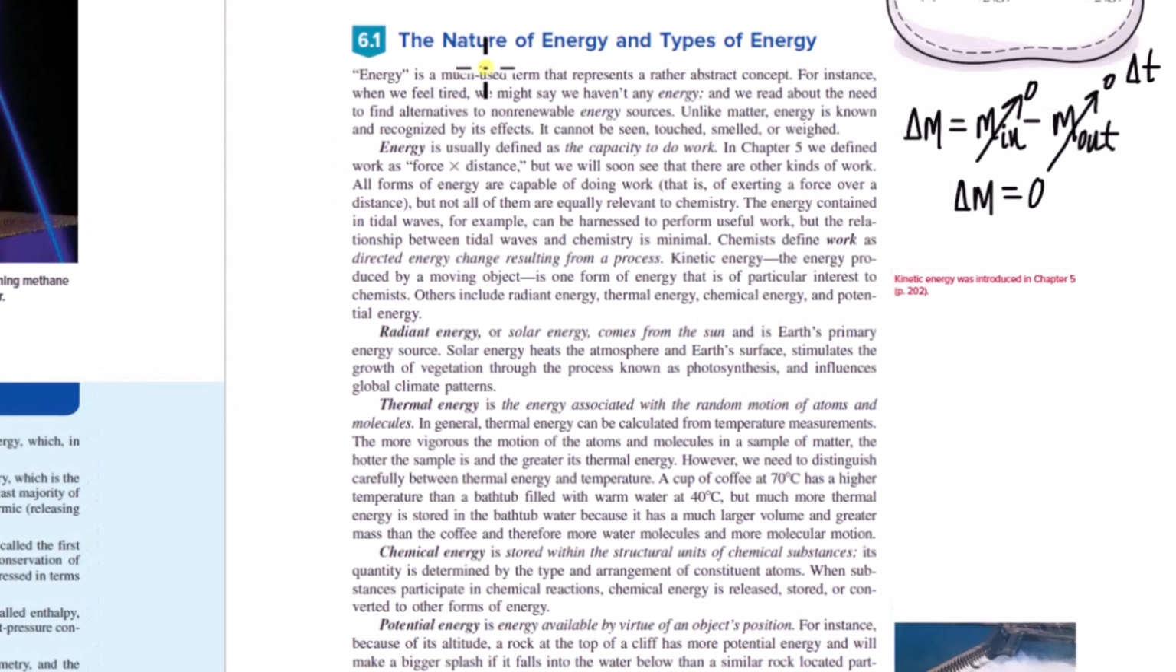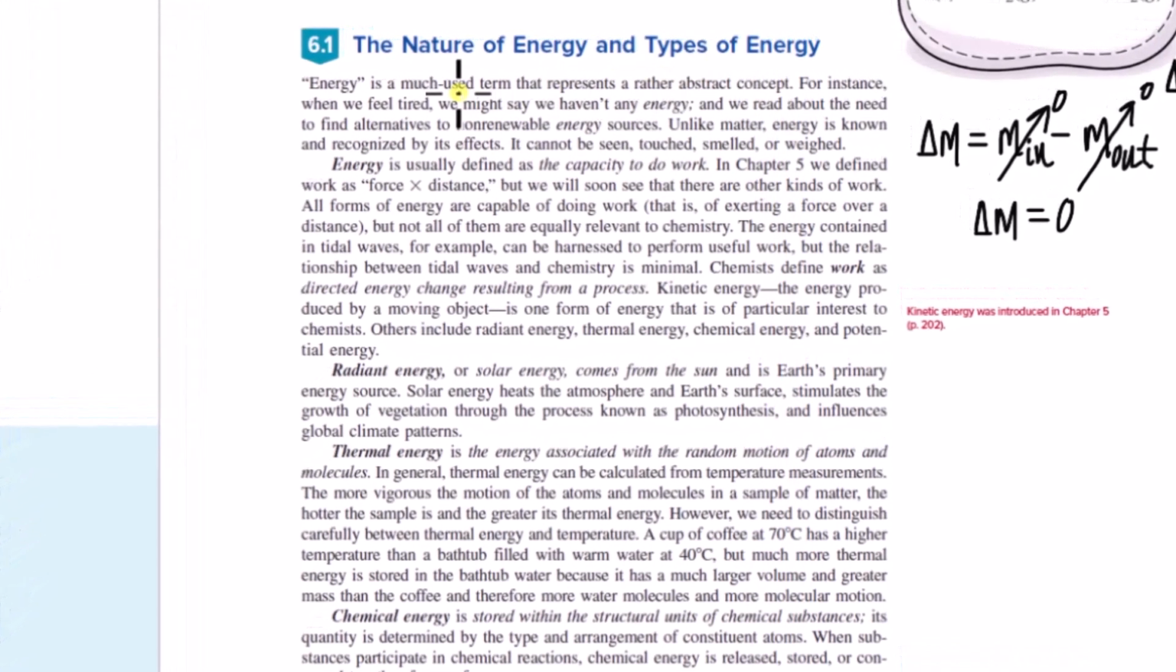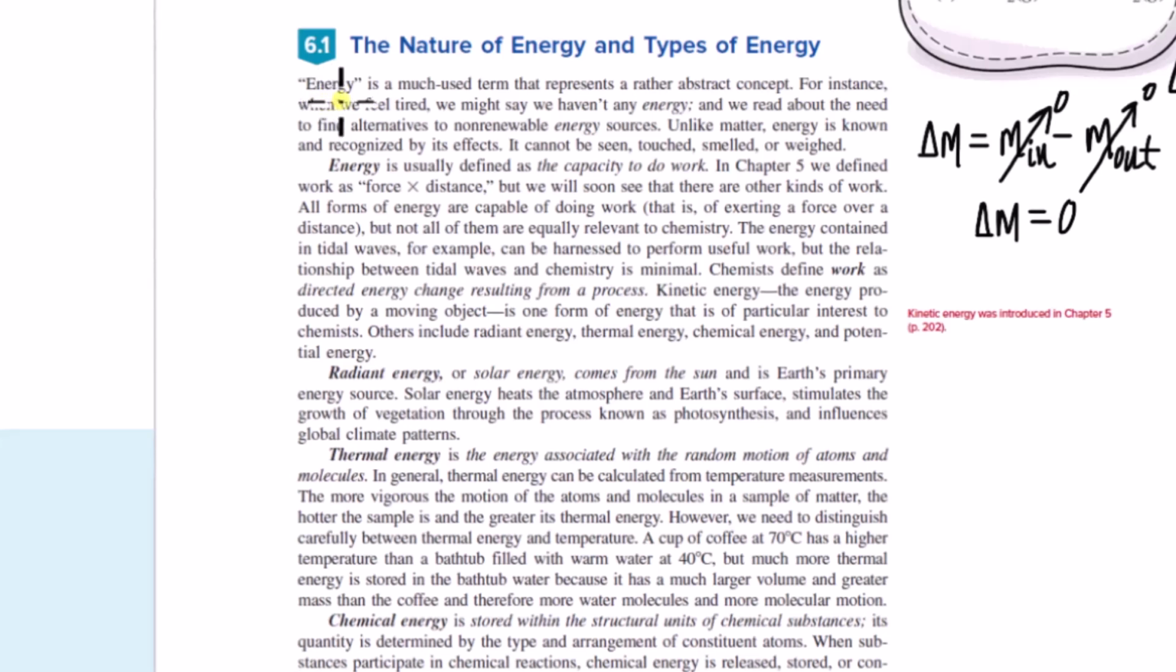Okay, so the nature of energy and types of energy. Energy is a much used term that represents a rather abstract concept. For instance, when we feel tired, we might say we haven't any energy, and we read about the need to find alternatives to non-renewable energy sources. Unlike matter, energy is known and recognized by its effects. It cannot be seen, touched, smelled, or weighed.